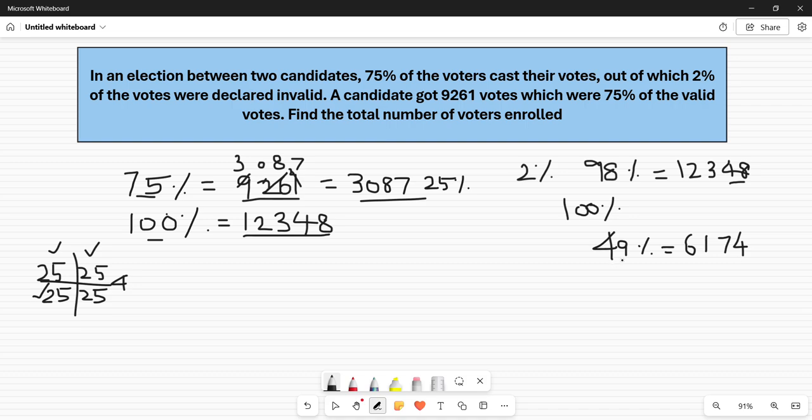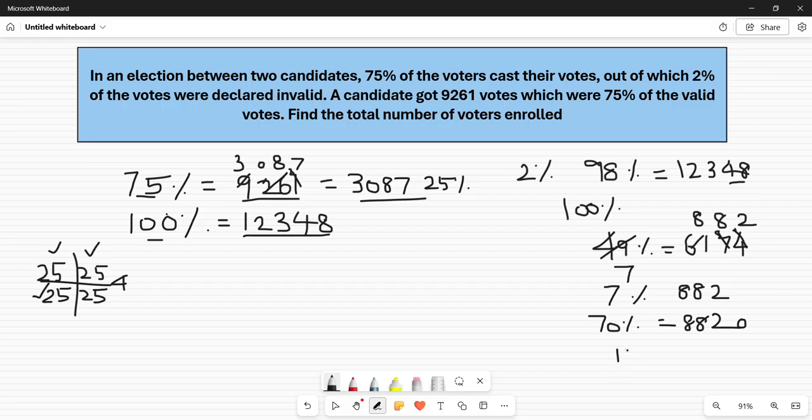49. When you think of 49, don't you think of 7? Because 7 sevens are 49. Let's check if this number is divided by 7. 8 sevens are 56. 8 sevens are 56. Yes, so when you divide this by 7, it's 882. So here when you divide it by 7, it's 7. So 7% is 882. Now 70% is 8820.